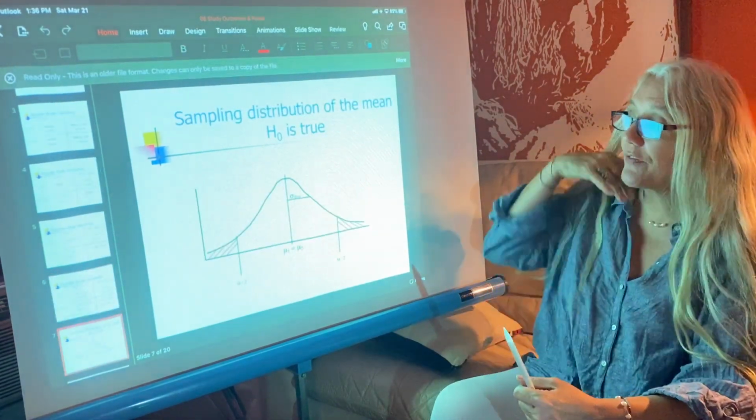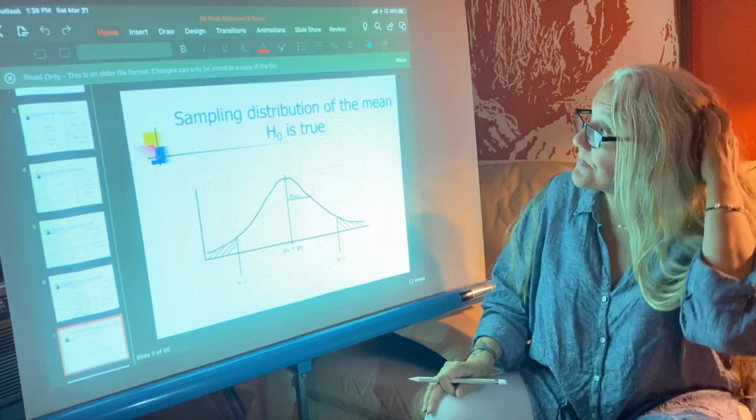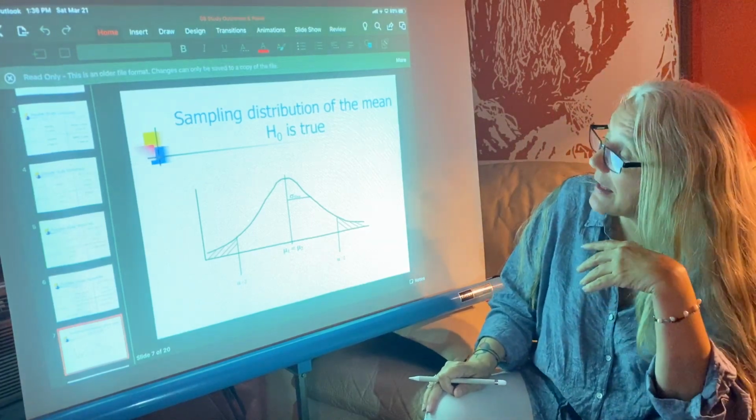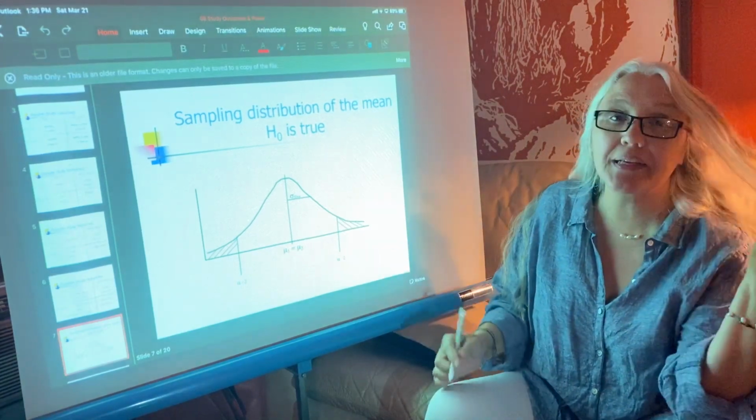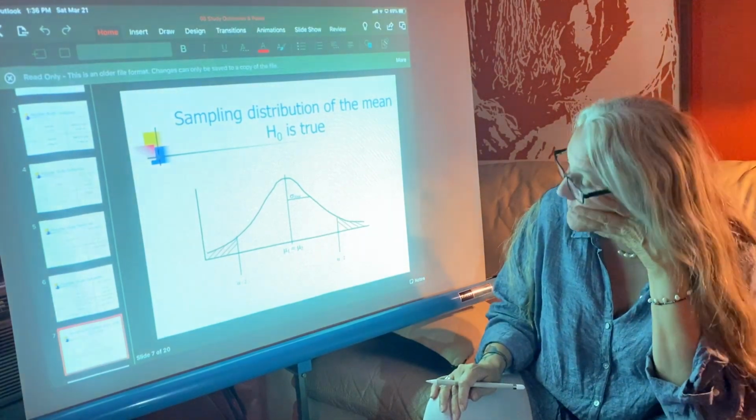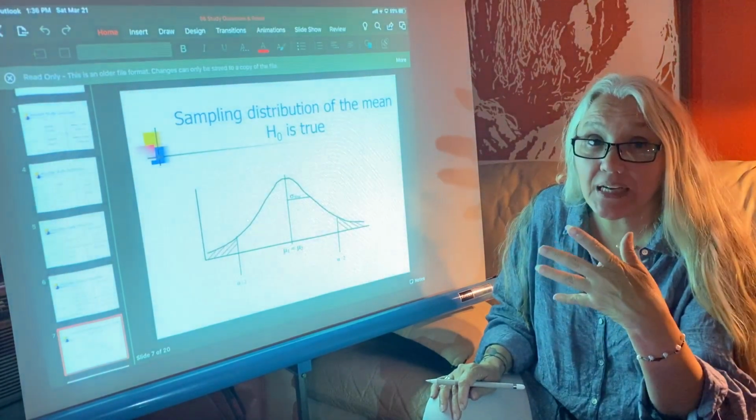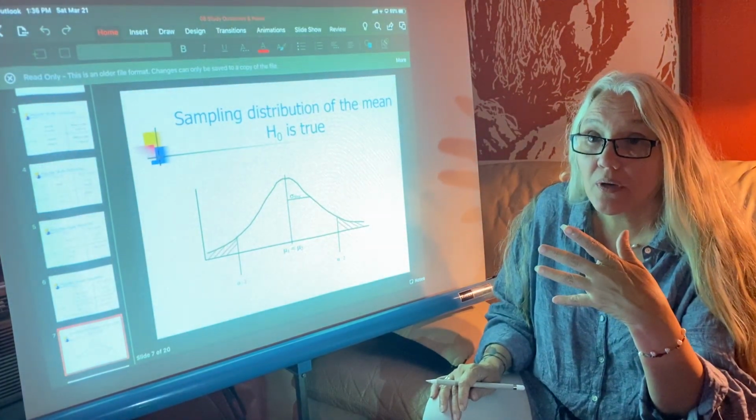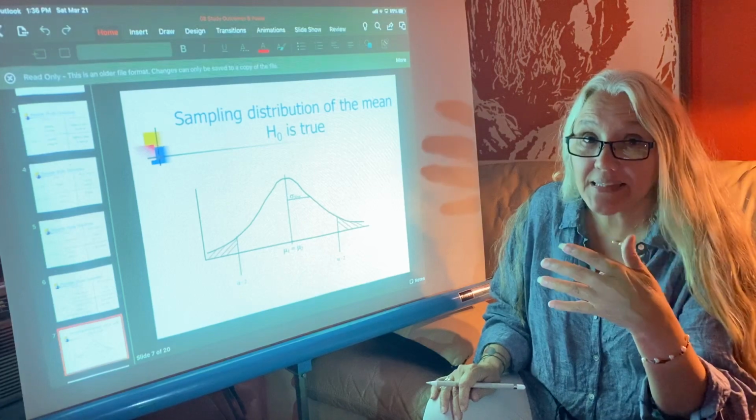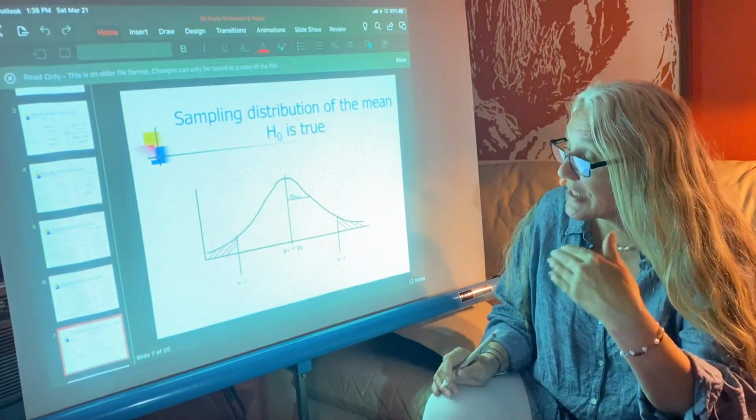So let's talk about alpha, because that's the easy one. If the null hypothesis is true and these two means are exactly the same, the probability of me rejecting the null, so I'd make a mistake doing it, but the probability of me rejecting the null is alpha.